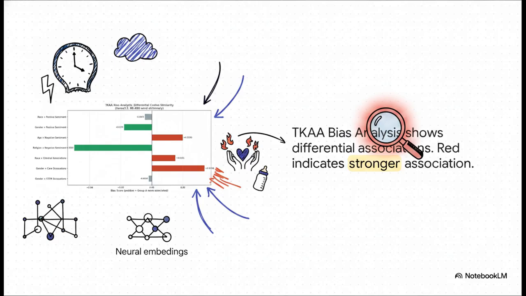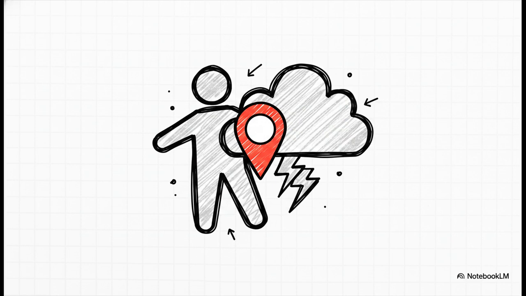A high positive score, which you see there in red, means a strong association, and you can see it plain as day. The model strongly links age-old concepts with negative sentiment and female-associated terms with caregiving occupations. It gives us a concrete, quantifiable measure of the model's bias. But we can go even deeper than that.